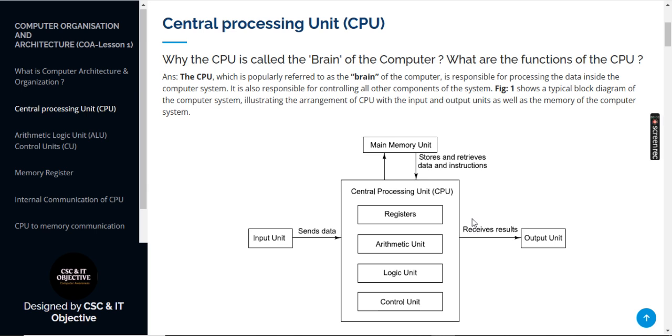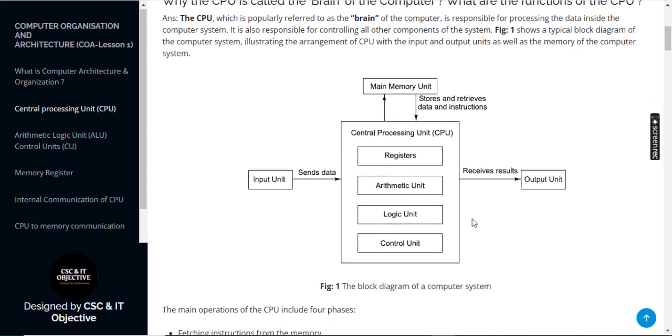The CPU, which is popularly referred to as the brain of the computer, is responsible for processing the data inside the computer system. It is also responsible for controlling all other components of the system. Figure 1 shows a typical block diagram of the computer system, illustrating the arrangement of the CPU with the input-output units as well as the memory of the computer system.